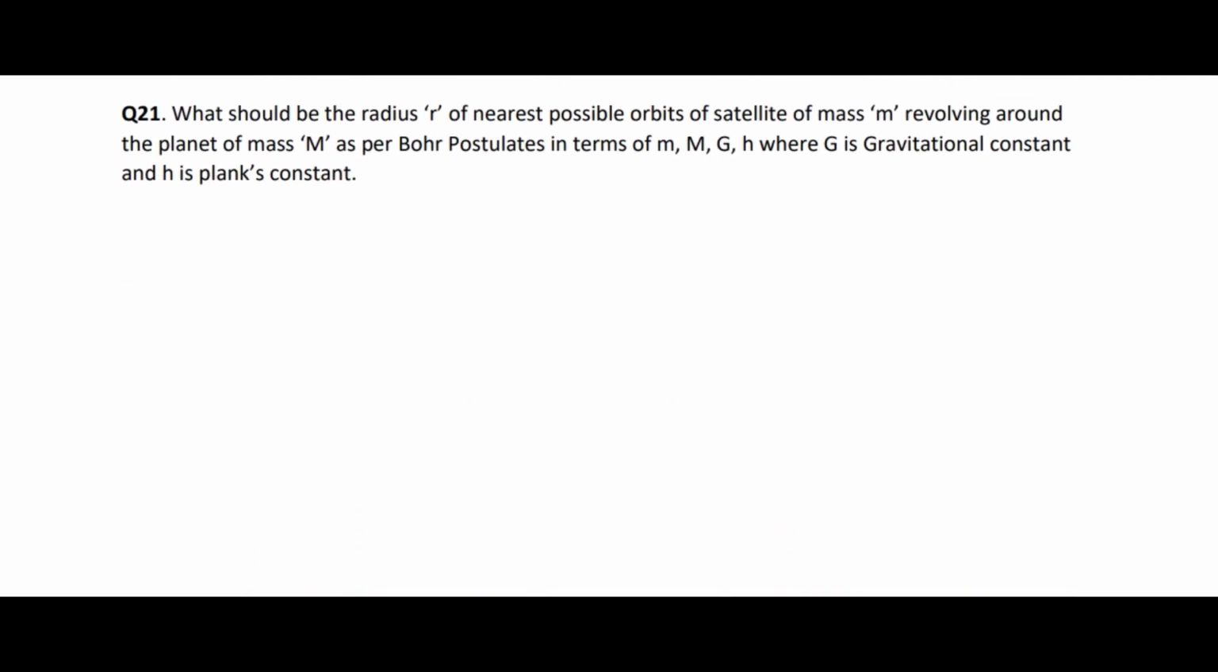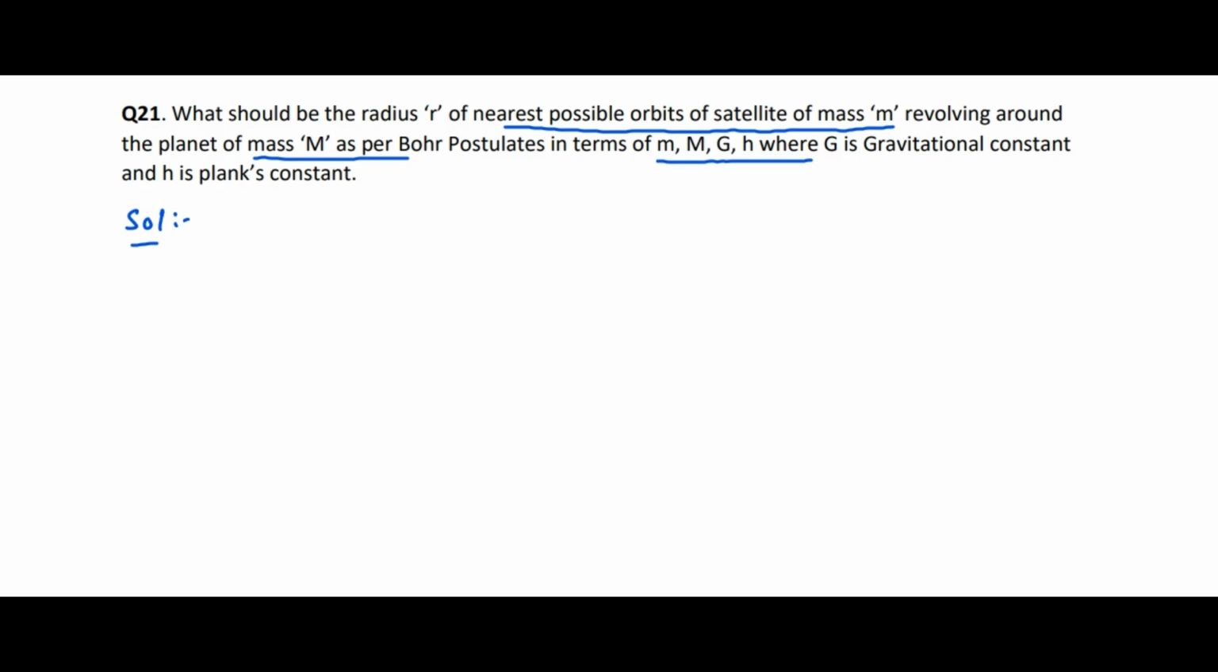Question 21. What should be the radius r of the nearest possible orbits of the satellite of mass m revolving around the planet of mass M as per Bohr's postulate, in terms of small m, capital M, G, h, where G is the gravitational constant and h is Planck's constant. Here we want the expression for the radius of the orbit of the satellite in terms of all these.